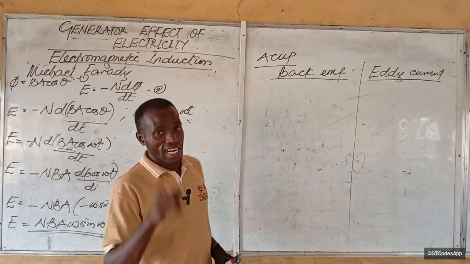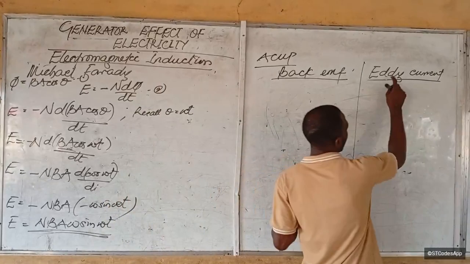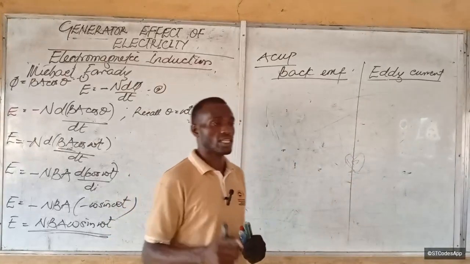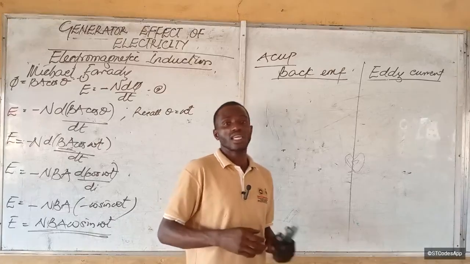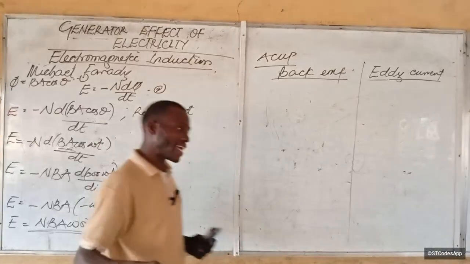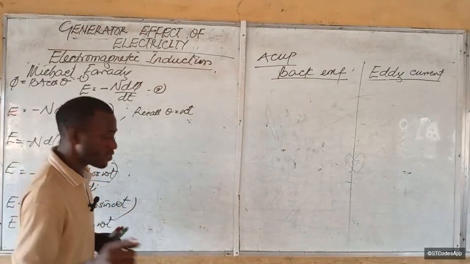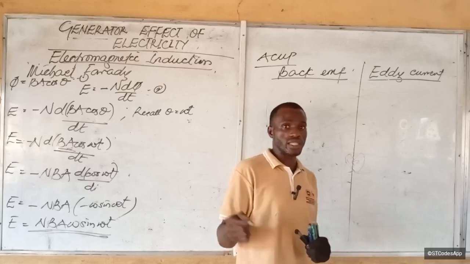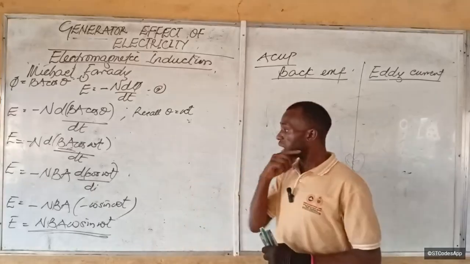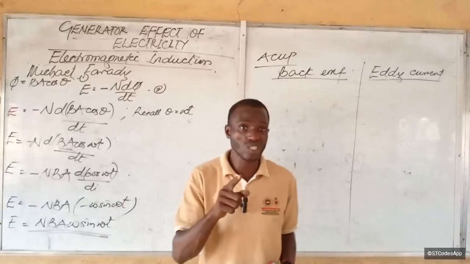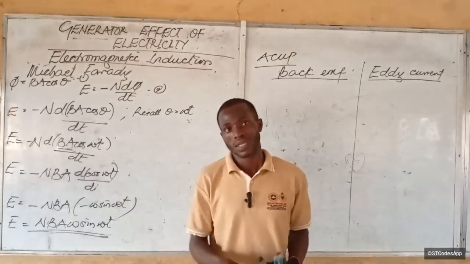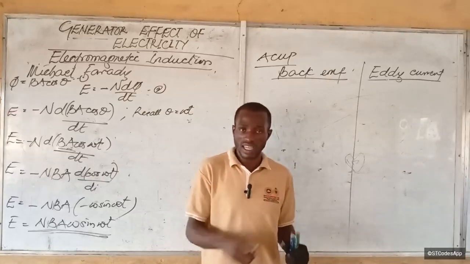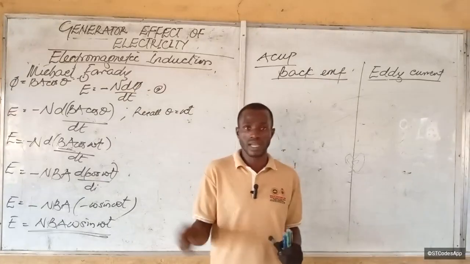So back EMF leads to the generation of what? Eddy current. Now what is eddy current? Eddy current is a current that is induced by a changing magnetic field in a coil of wire. Another thing is also that back EMF can be induced in a rotating coil, because a coil is rotating in a constant magnetic field, or we call it a uniform magnetic field.